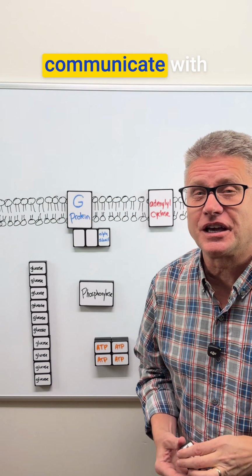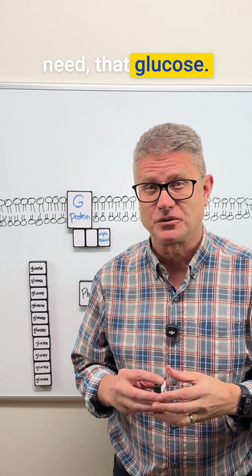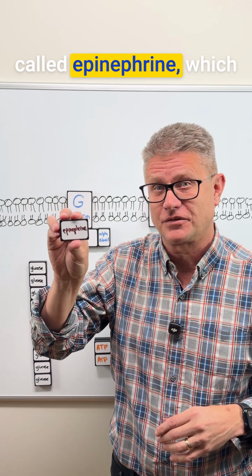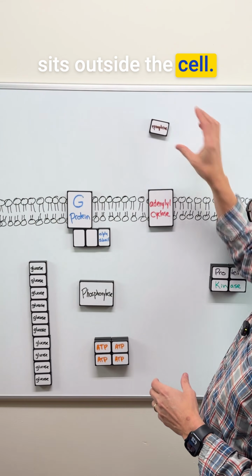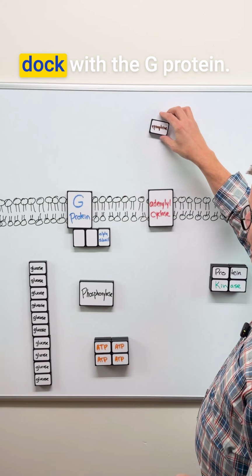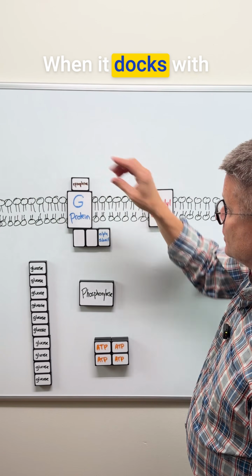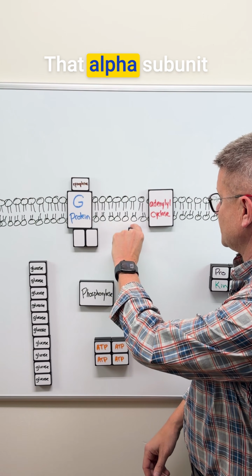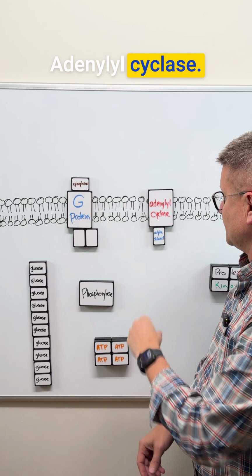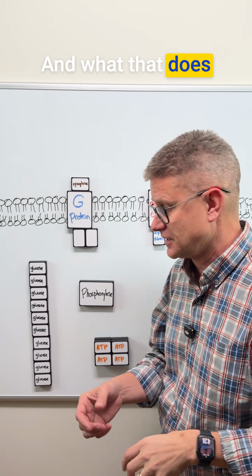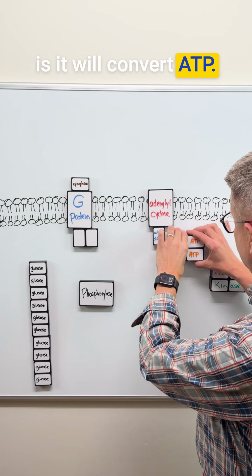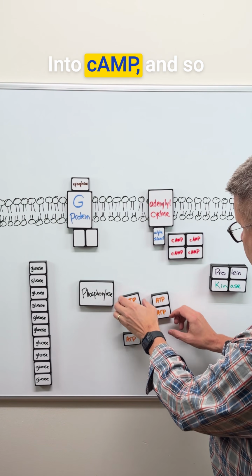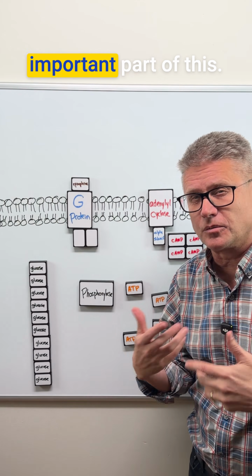Okay, so we've got to communicate with the cell that we need that glucose, and you do that using a signal, or a ligand, called epinephrine, which sits outside the cell. What it'll do is dock with the G protein. When it docks with the G protein, it kicks off an alpha subunit. That alpha subunit will bind with adenylyl cyclase, and what that does is convert ATP into cAMP. And so cAMP will be an important part of this.